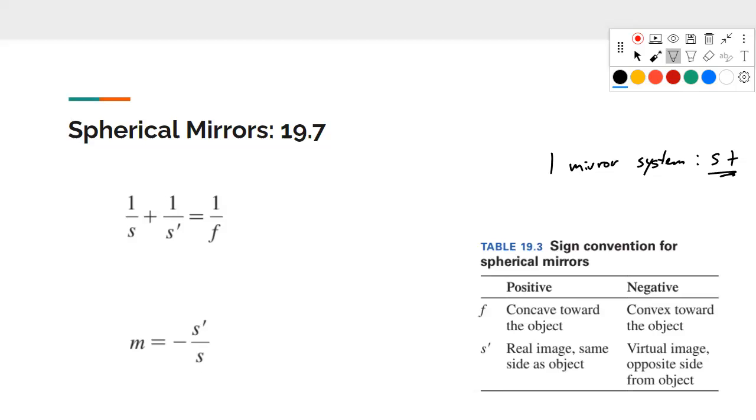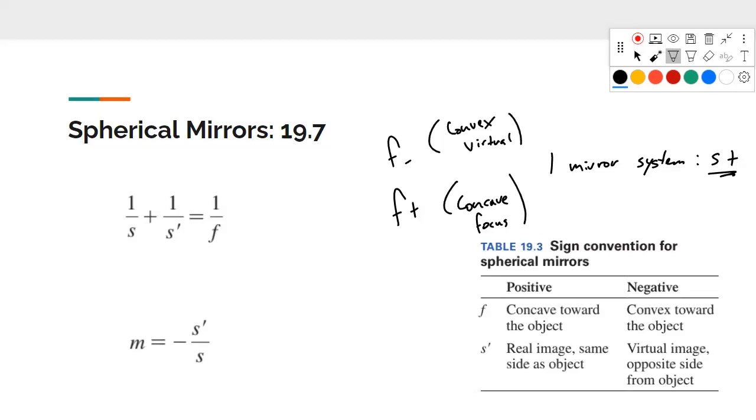So the object length, we just call that positive. But F and S prime can be either positive or negative depending on our situation. Just like last time, we have a positive F for the type of mirror that focuses light, generally speaking. So F is positive for these concave mirrors that are able to focus the light and produce real images, whereas F is negative for convex mirrors that create virtual images, right? They cause the light to diverge.